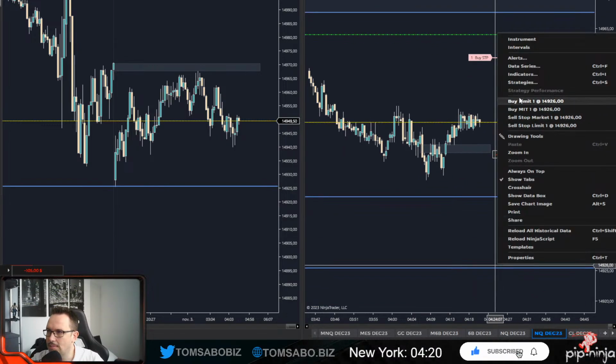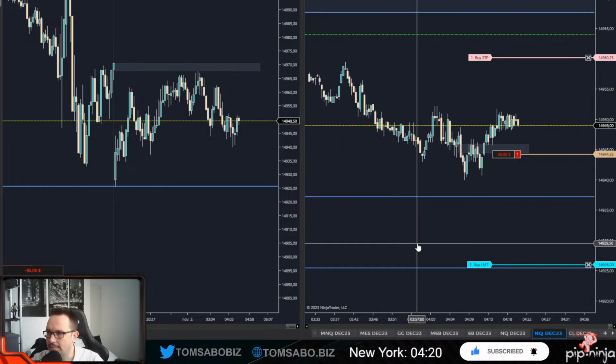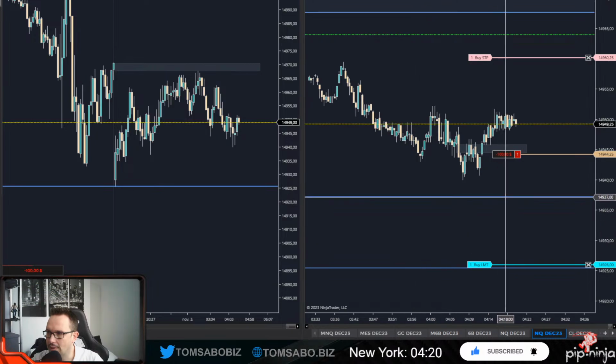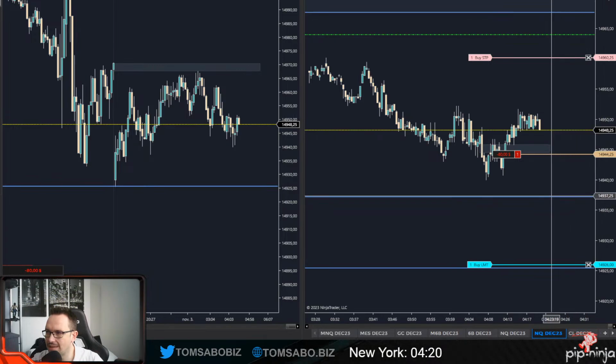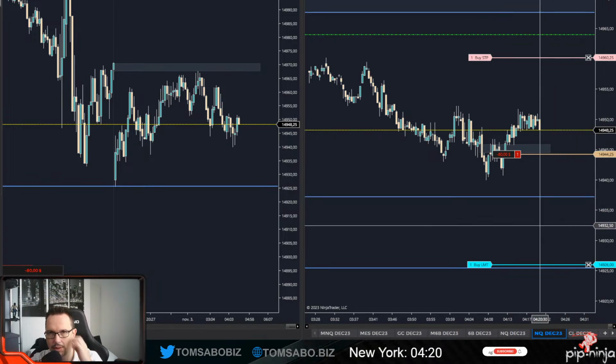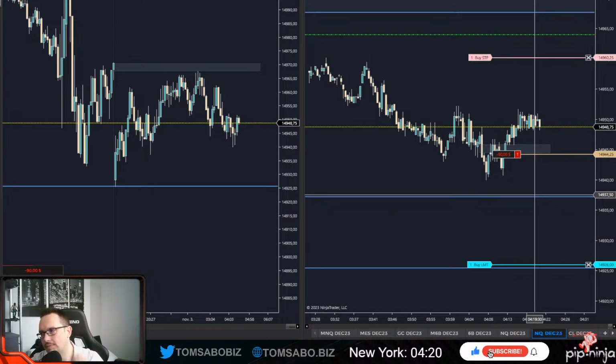So my final TP would be down here, but I would put it to break even if it would go to this 37 level. This would be a nice 15-minute liquidity level. 37.50.